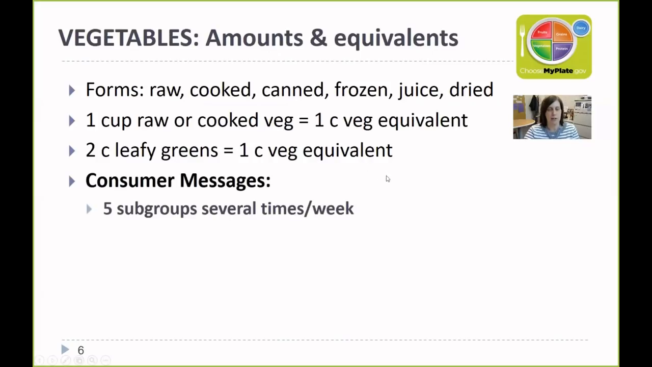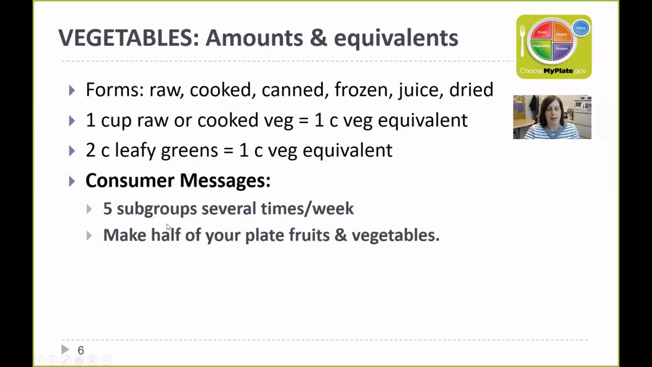So what are the consumer messages? We recommend having 5 subgroups, which includes a variety of different colors in your diet. You don't need to memorize the subgroups. You just need to know what foods fit into the vegetable group, which ones are limited, which are recommended, and what the equivalents are. But for those who are interested, the 5 subgroups include dark green, orange, deep yellow, legumes, starchy, and other. And you can see on the plate that half of our plate should be fruits and vegetables, so vegetables fall within that as well.